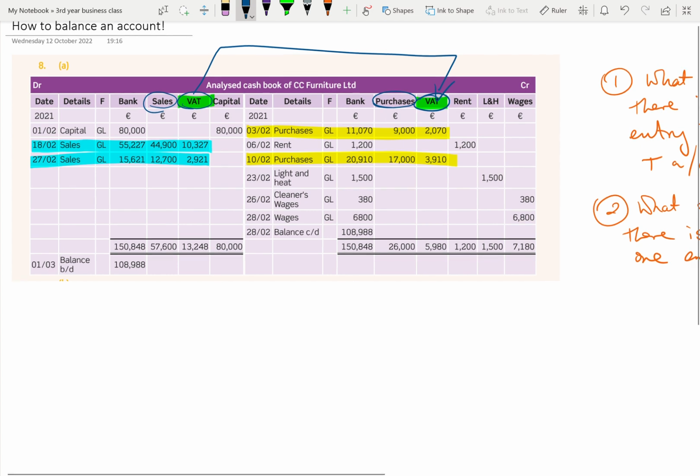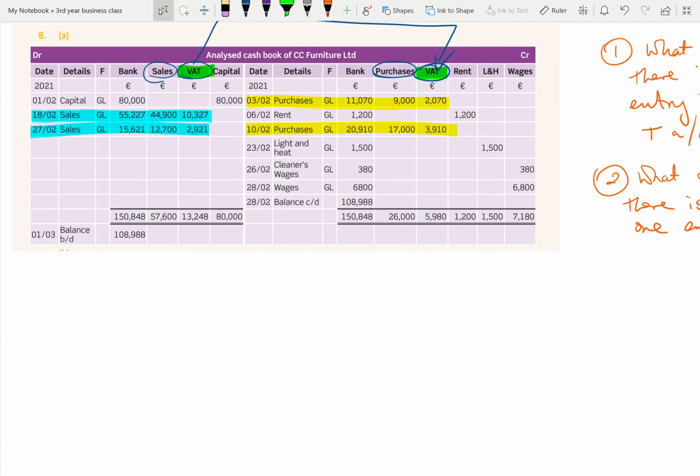Now, the other thing to be aware of, guys, when we're doing these accounts is we look at the title of the columns, the analysis columns, to tell us which accounts we're going to have in the general ledger, but the actual figures that we're looking at are going to be down at the bottom of the account. So it's these totals here that we're worried about, okay? The purchases total and the VAT total.